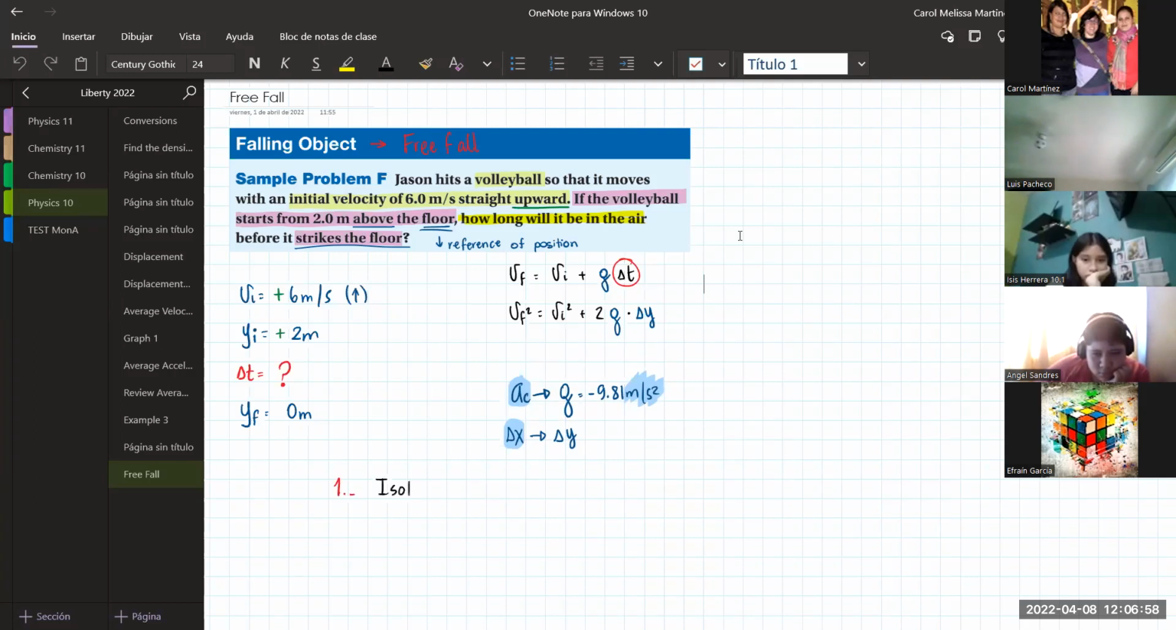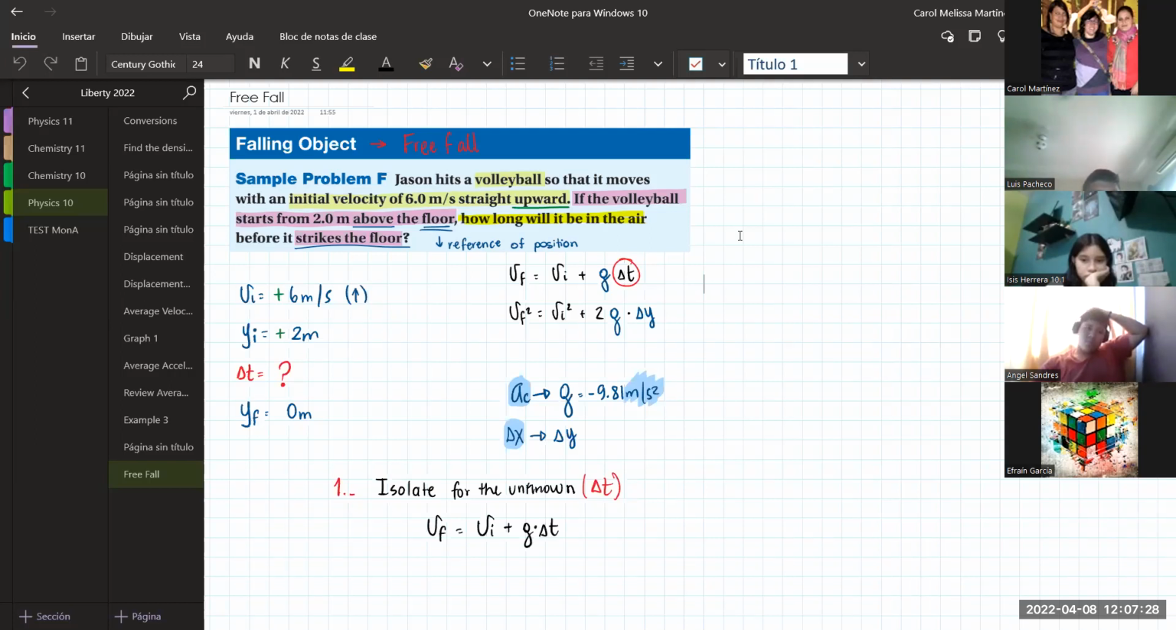Because the time is not given, I need to find it. So I need to find the unknown. In this case, I'm looking for delta t. Because delta t is only included in the first equation, that is the equation that I will use to find the time. So, the equation is final velocity equals initial velocity plus gravity times time.